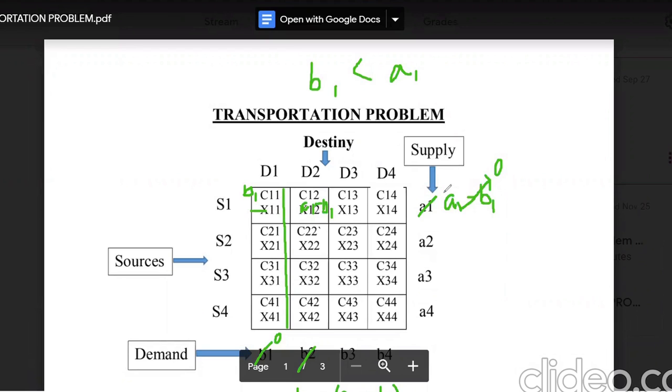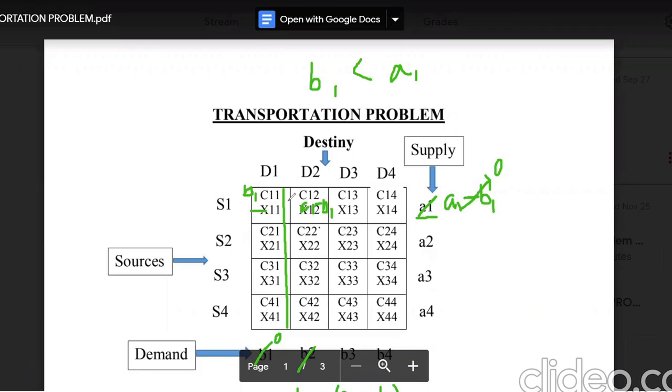Now, from source S1, what is the capacity for the source S1 to transport? That is A1 quantity. The source S1 can transport up to A1 quantity. Since we have considered B1 is less than A1, from A1, B1 quantity has been supplied, transported to the destination D1. So how much is left? That is A1 minus B1. A1 minus B1 is left.